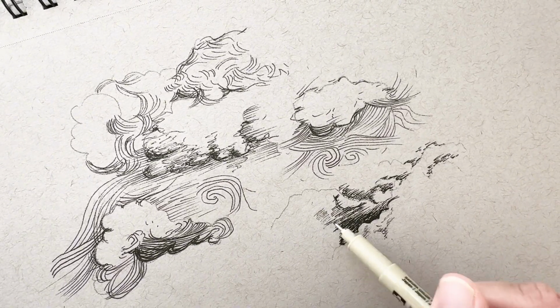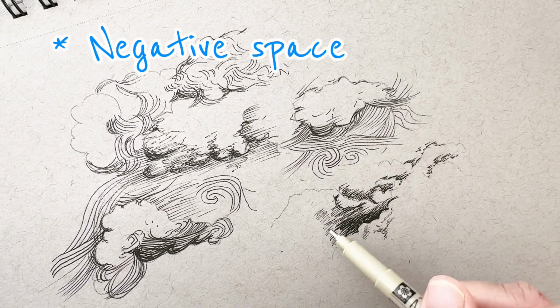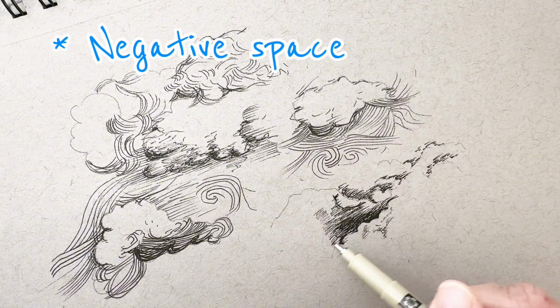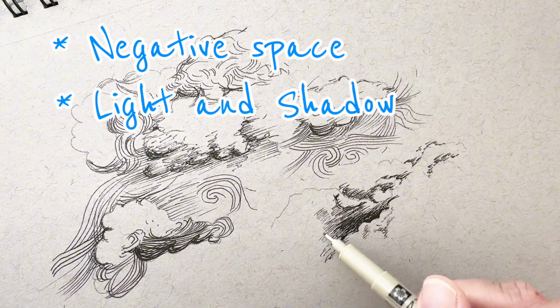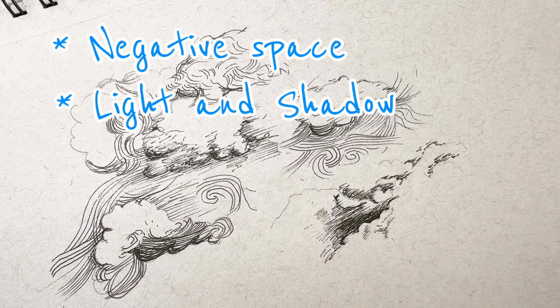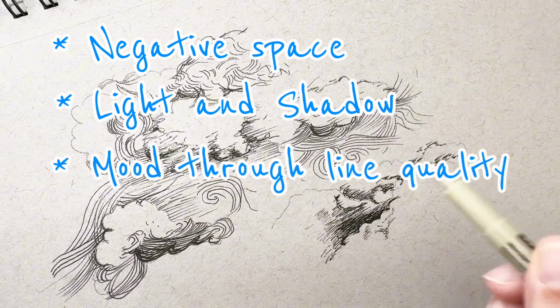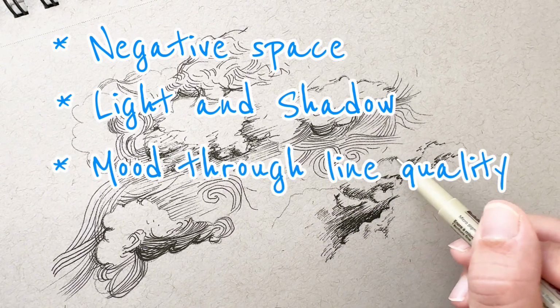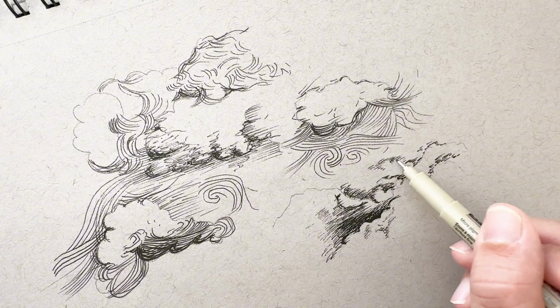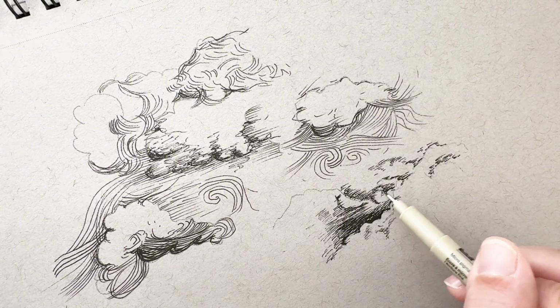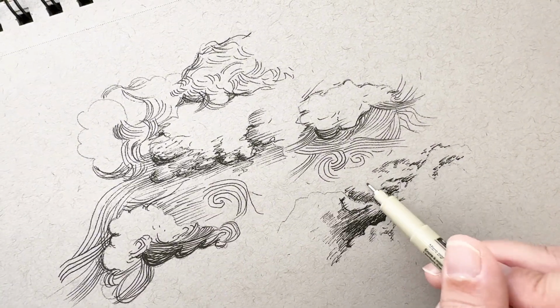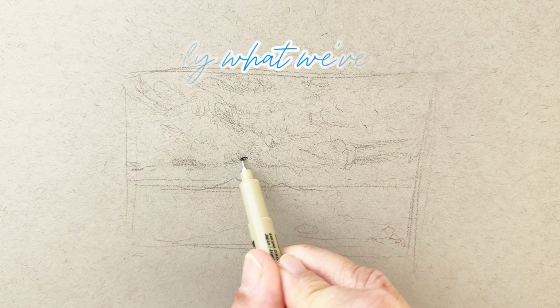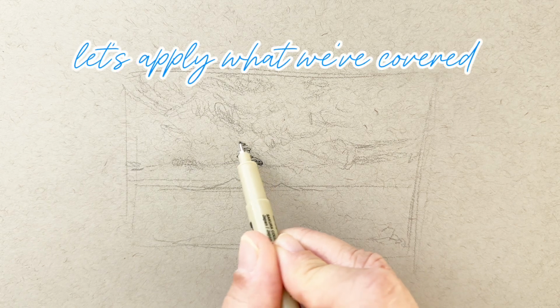So the three tips are: focusing on the negative space; the second is focusing on your light and shadow; and your third takeaway is getting different types of moods through your line quality, whether that's ominous, whimsical, ethereal, whatever the mood you're going for. You want to think about the lines that you can use to create that effect. Okay, so let's apply the things that we've talked about in an actual landscape drawing.